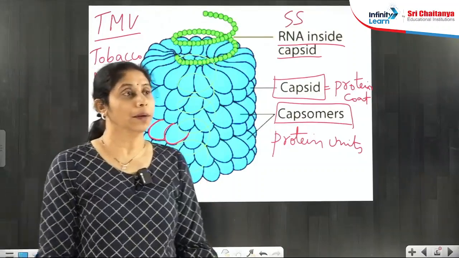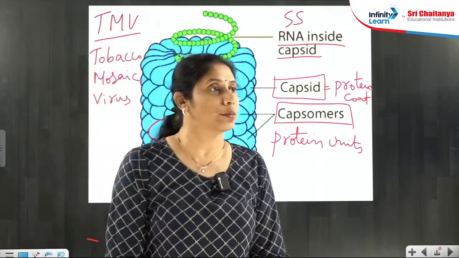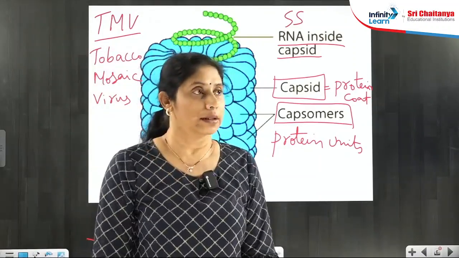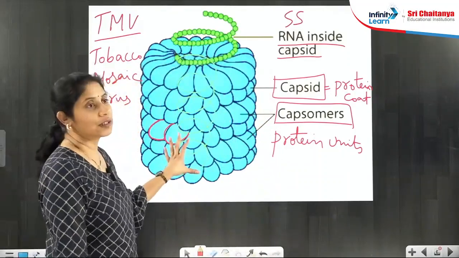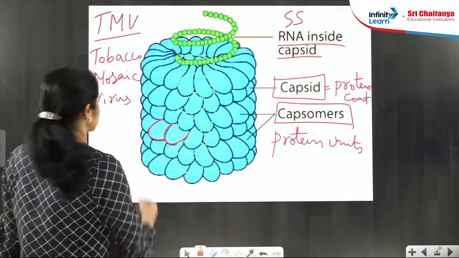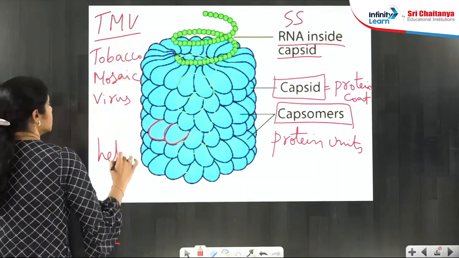Have all understood up to here? The capsid is made up of capsomeres arranged in polyhedral geometry. See, this shows helical symmetry, it is present helically. TMV shows helical symmetry.